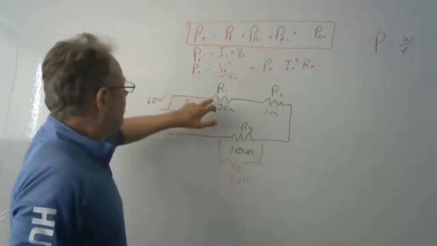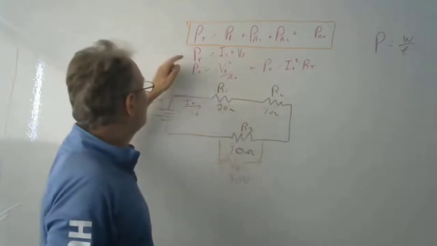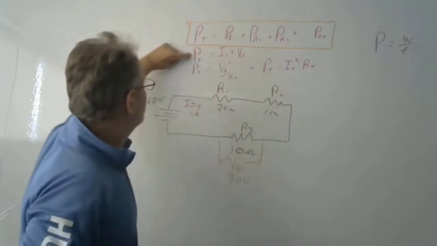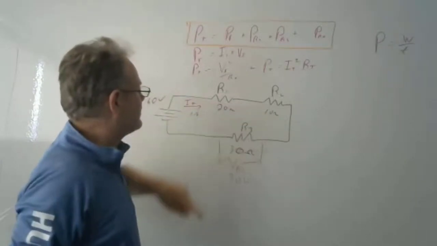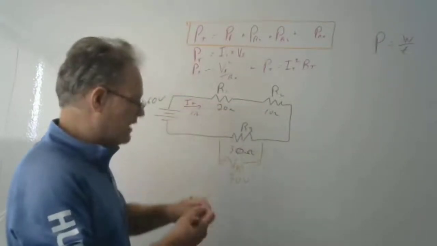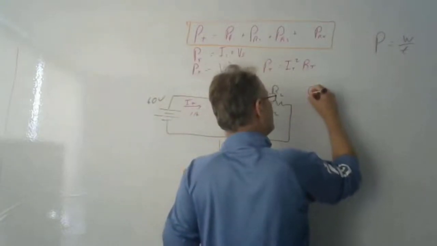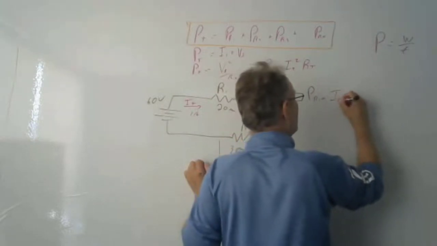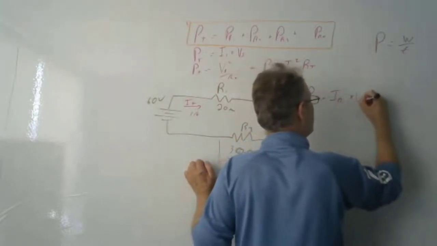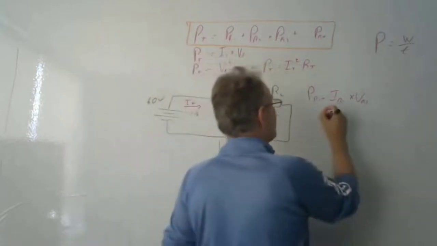Now, what's the total power here? I mean, what's the power here? What's the power there? Well, I can use any individual resistor. I know the voltage drop across this one is 20 volts. I know the voltage drop across that one is 10 volts. So I'm going to calculate this. Power R1 equals I_R1 times V_R1. Again, I'm using those subscripts. It's important.